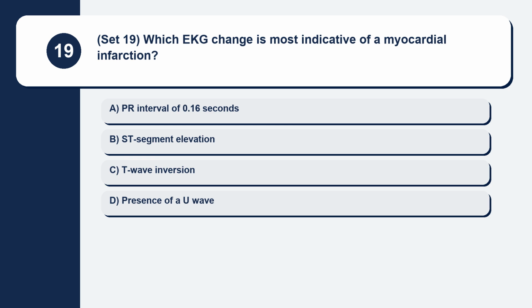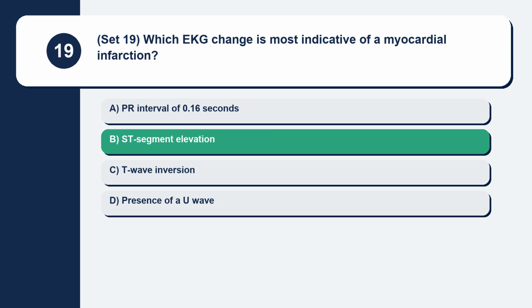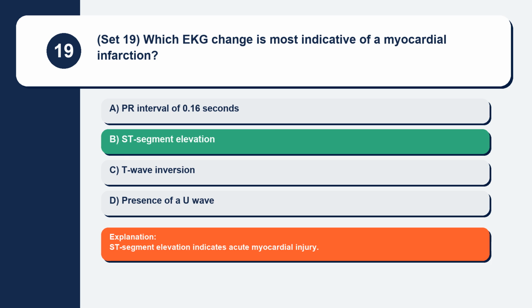Question 19, Set 19. Which EKG change is most indicative of a myocardial infarction? PR interval of 0.16 seconds, ST segment elevation, T wave inversion, presence of a U wave. ST segment elevation indicates acute myocardial injury.